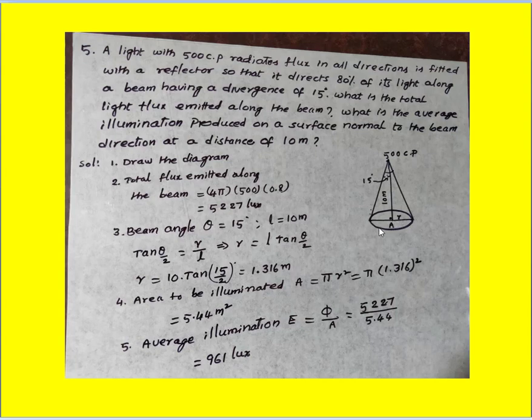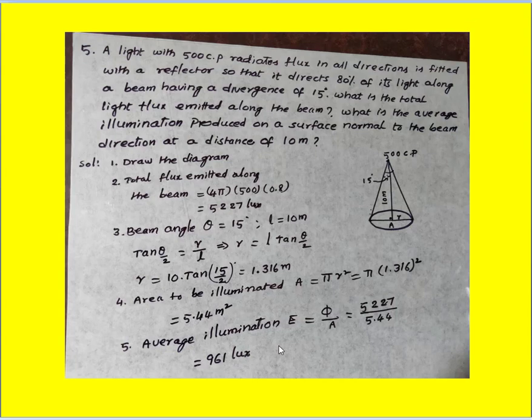Then this is the area to be illuminated. We know this is a circle with a radius r equal to 1.316. So we can calculate the area to be illuminated, A, is equal to pi into r square. So pi into 1.316 whole square. Then we get the area of the illumination as 5.44 meters square.